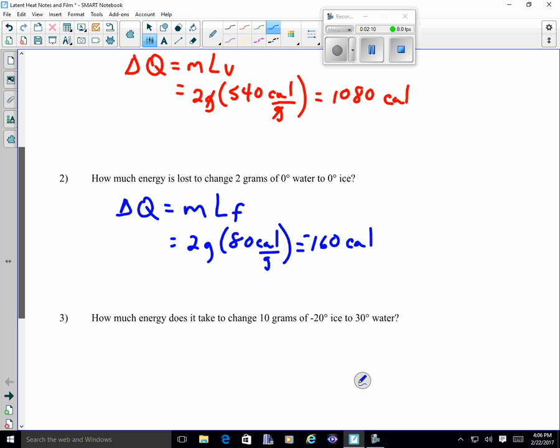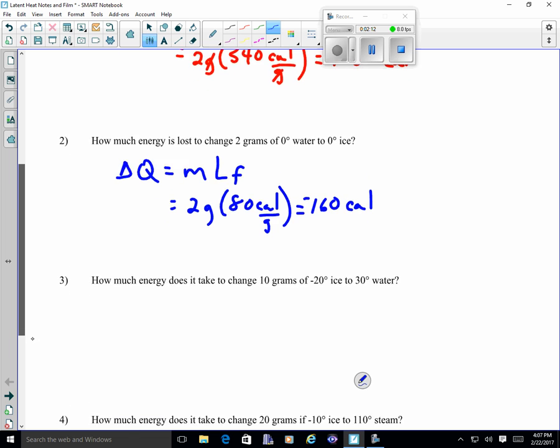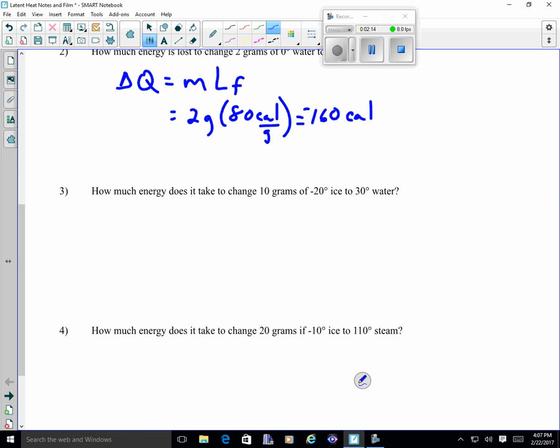If you look at number 3 here, it says how much energy does it take to change 10 grams of negative 20-degree ice to water? Well, you're going to use a combination of formulas for this one. So I've got to figure out how much energy it takes just to raise the temperature from ice to ice. Here's what I mean by that. This is going to be negative 20-degree ice. This is going to be 0-degree ice. Then I'm going to need to figure out how much energy it takes to change the 0-degree ice into 0-degree water.